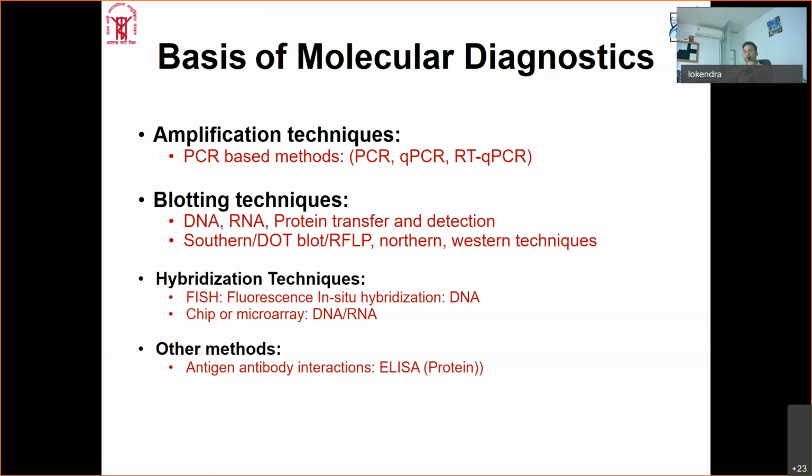Similar to the blotting technique, there are other methods, hybridization techniques, in which again a specific probe is hybridized to either chromosomes or DNA or a small fragment of DNA. There are various methods generally used in molecular diagnostics, such as FISH, fluorescence in situ hybridization, and I will discuss it in a little more detail in later sections. FISH is a method known to hybridize with the DNA fragment, and it also reflects the chromosomes.